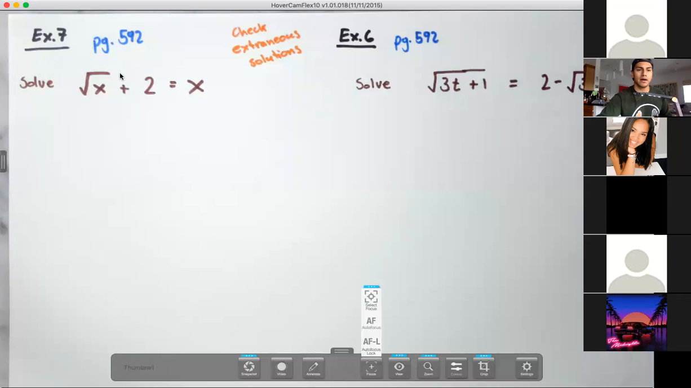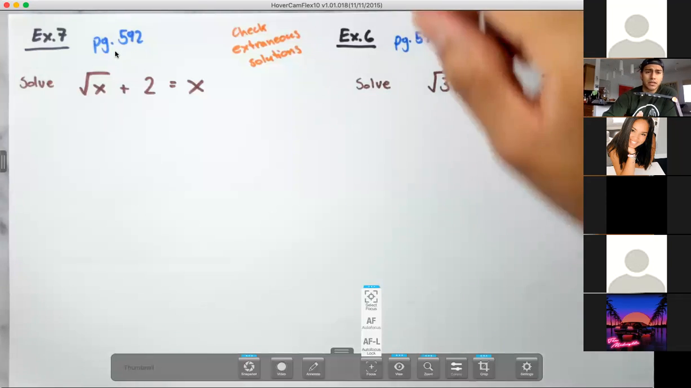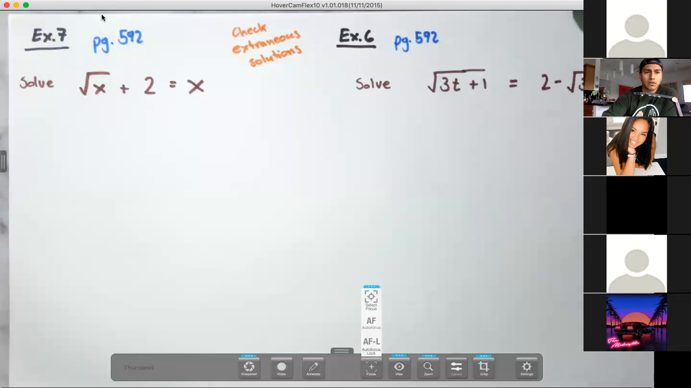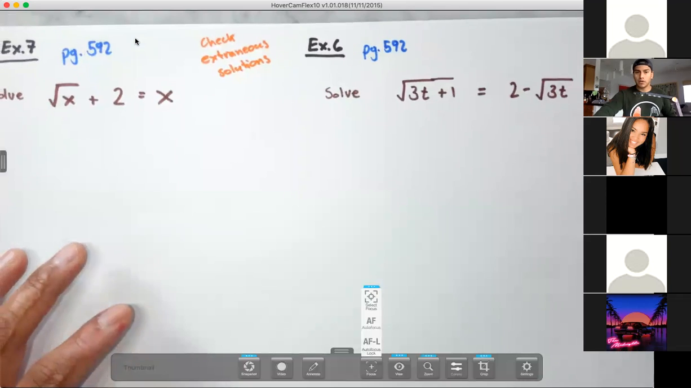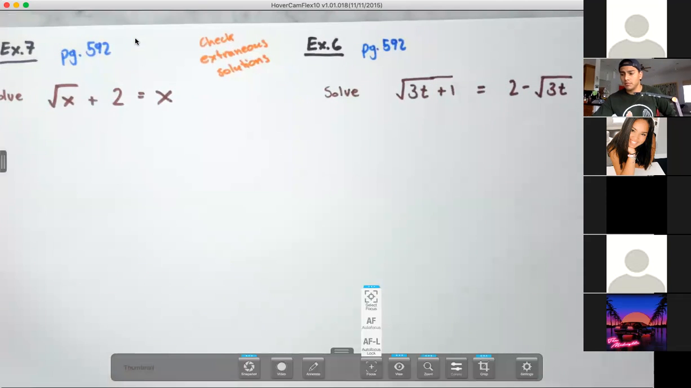Let's get to it. All right, so I have a question here. I want to start with example 6. Basically, this is just an example from your books. We're on page 592. We're just going to use our rules of exponents as well as the raising each side of an equation to the nth power rule that you find on 589.